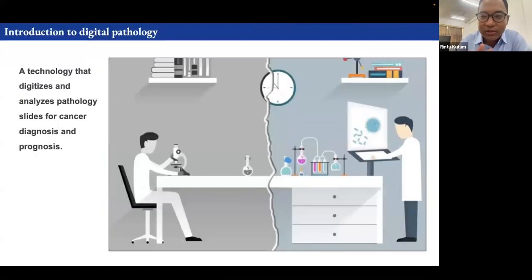So now, after the introduction, let's go to the topic of interest that we are doing today. I will give you a very brief introduction about what digital pathology is. Digital pathology is the technology that digitizes or analyzes pathology slides for cancer diagnosis or prognosis, or it can be other disease conditions also.